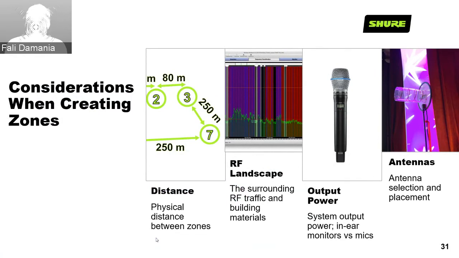The other main consideration is the antennas and antenna placement. In the webinar, we'll go over very detailed descriptions of antennas. Why this is important, just to give you a gist, is that when you create zones, you have to be very careful about antenna overlapping. Just keep that in mind, and we'll address it when we get into the next webinar about antennas.